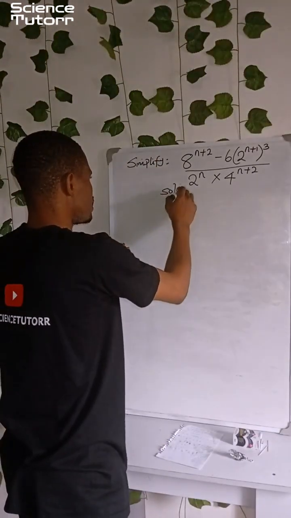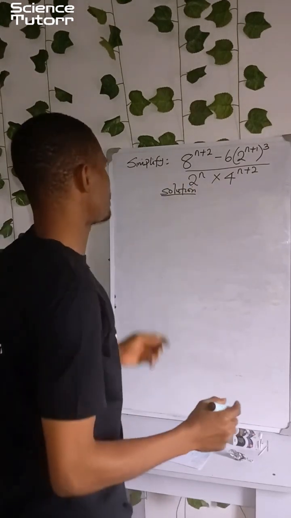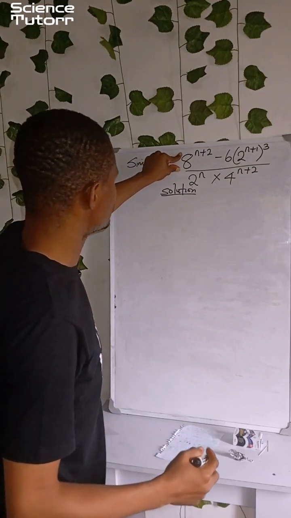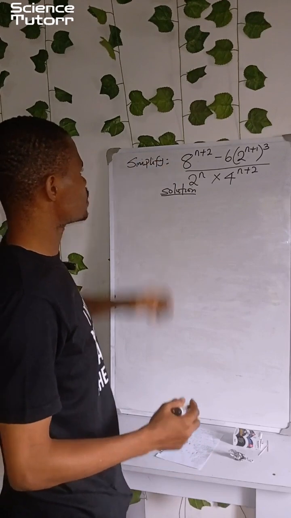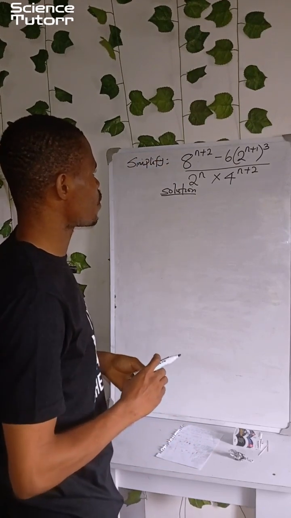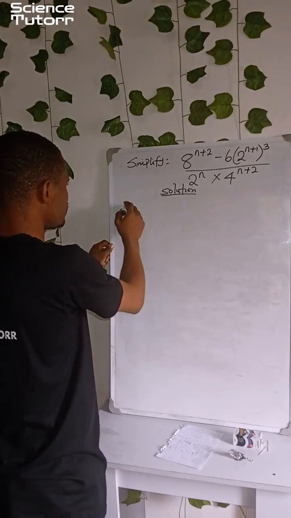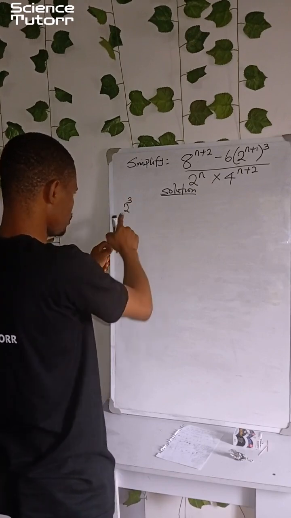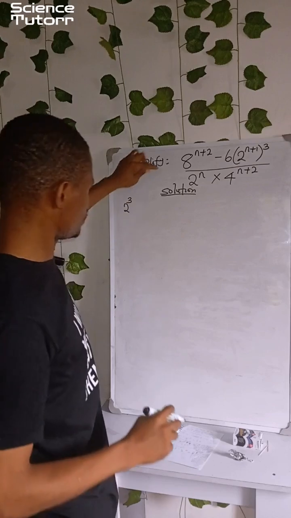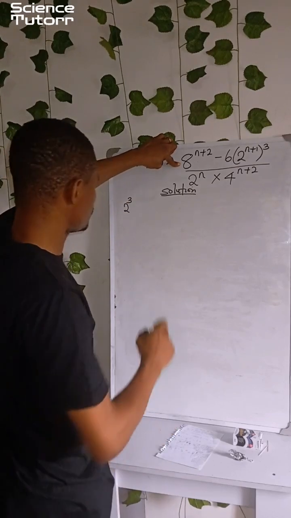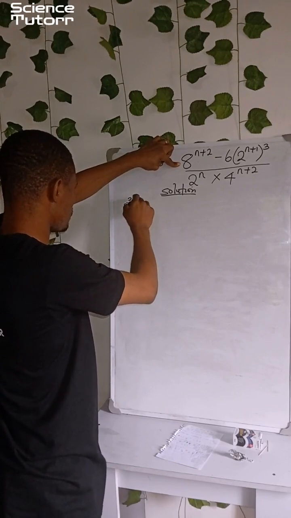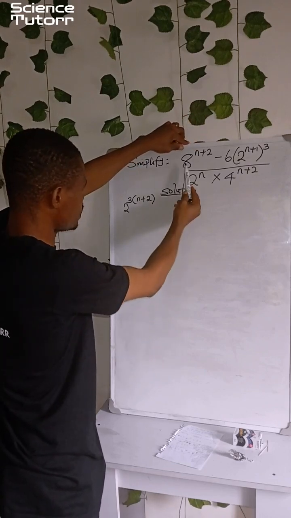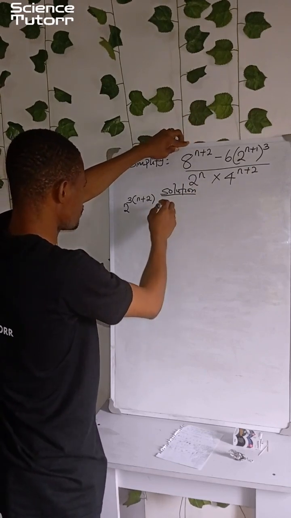Solution. Now, when I'm faced with a problem like this, I have to take it step by step. So let's begin with the 8. 8 can be written in index form. So 8, I can write as 2 raised to power 3. 2 times 2 times 2 gives me 8. So I've succeeded in breaking down 8. I still have the power n plus 2 written here.